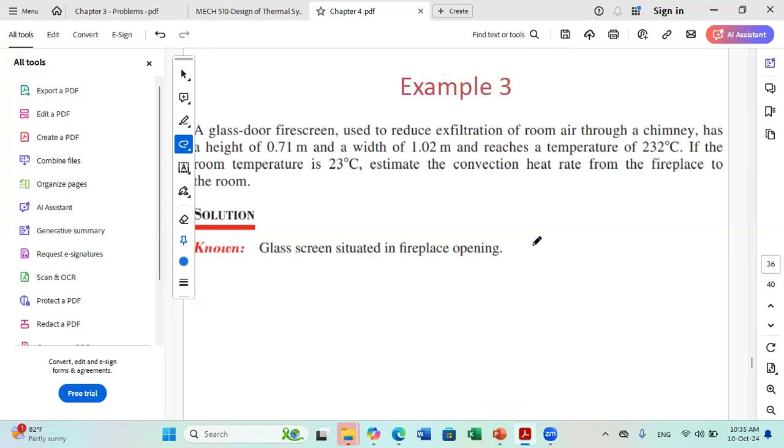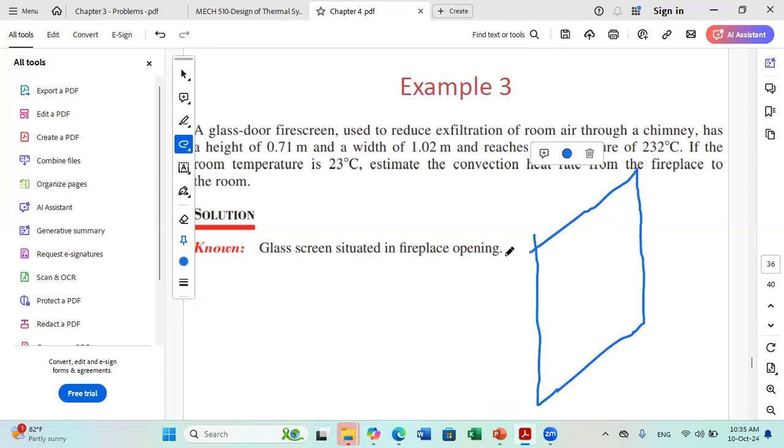So here we have a glass door. It's in a vertical position, so we are in the case of a vertical surface. They gave us the height, and for a vertical surface, the characteristic length is the height. So we don't care for the width for the characteristic length. We just care for the width, you know why?